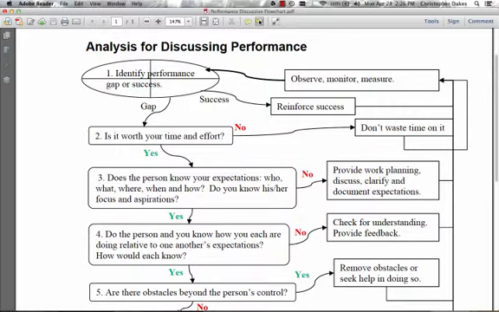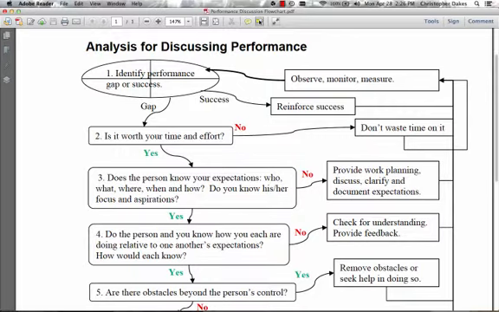Oftentimes there will be performance issues as you go through this. And this is not a class in human resources or management or a deep dive into performance reviews. But when we're talking about implementation of a strategy, it is important to understand what issues are at play and what are some of the obstacles that may get in the way when we talk about individual performance. So this is a flow chart that is relatively self-explanatory, but I am going to talk through it step by step and emphasize a few key points as we go through.